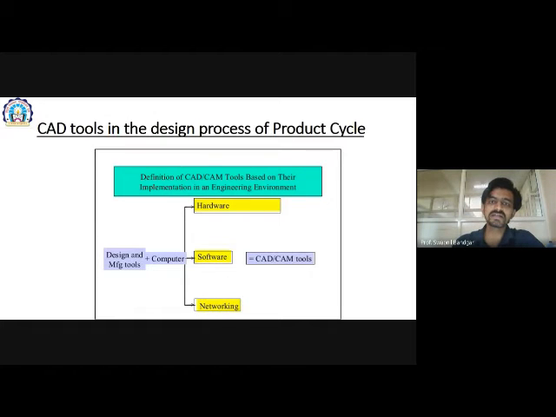And these are the CAD tools based on their implementation in an engineering environment, meaning where we are implementing it also defines the CAD tools. So these are the design and manufacturing tools, and then come the main tools: hardware, software, and networking. How we are implementing it is another definition for the CAD tools. These are related to hardware, software, and networking, and together they are the CAD CAM tools.